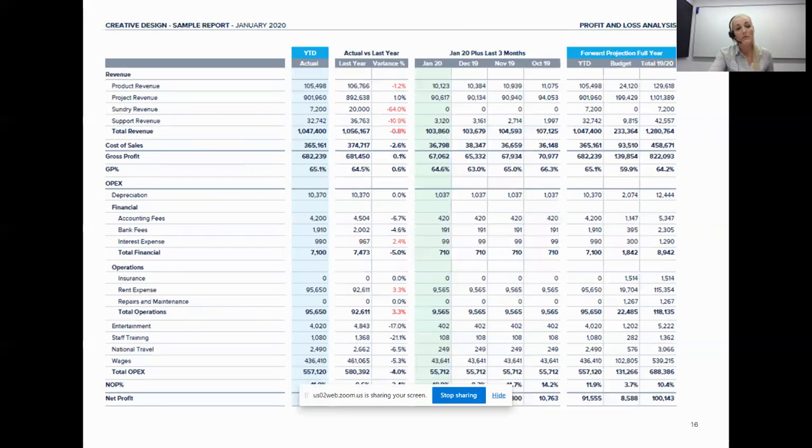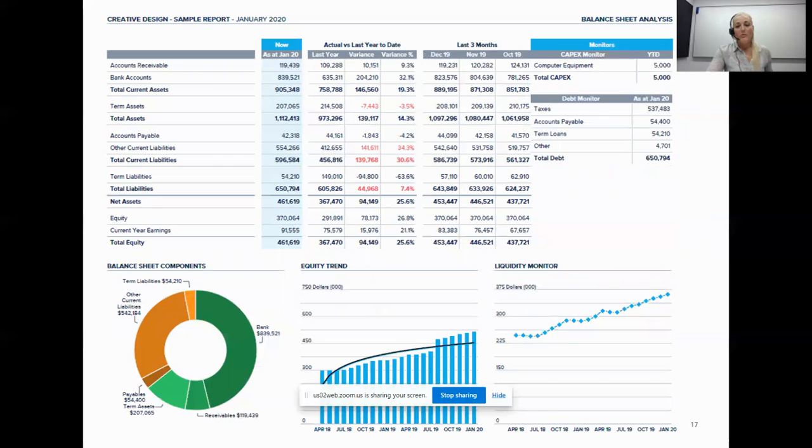You've got a P&L analysis. This will show you how you're tracking in comparison to last year or in comparison to the last 3 months, and you can check trends and see if anything looks out of the ordinary. You can also see how you're projected for the full financial year. Then we've got a balance sheet analysis, which gives you a breakup of your total assets and liabilities, and you can include these graphs that give you a visual representation. Some people find that a bit easier to interpret.